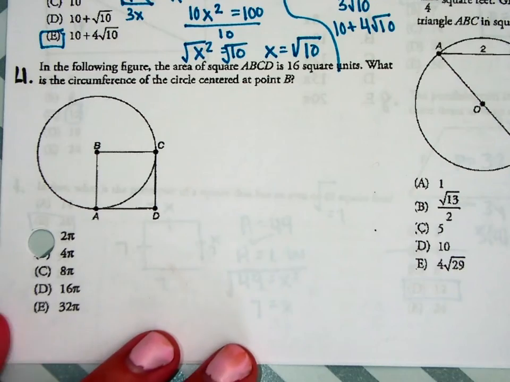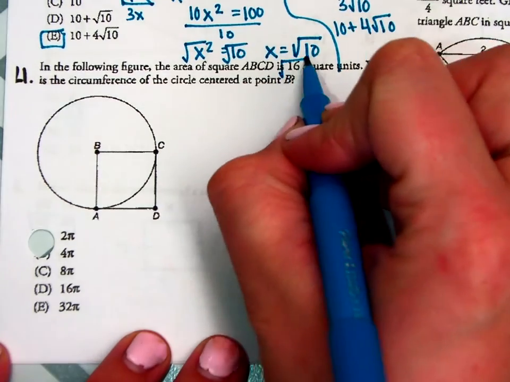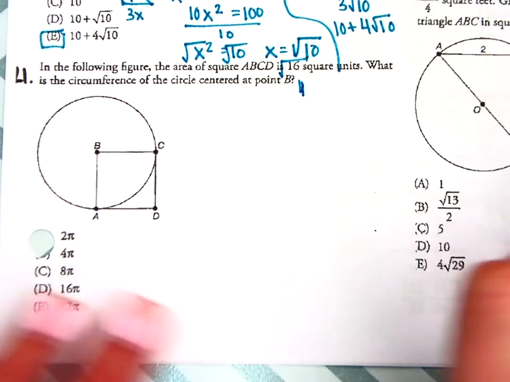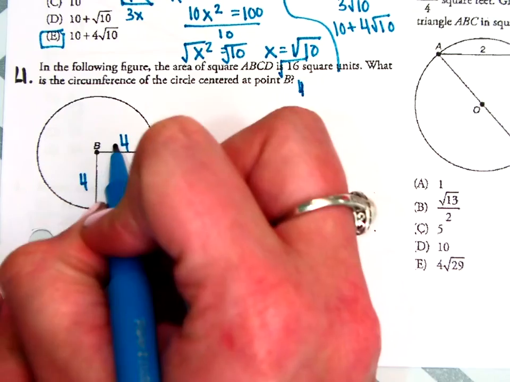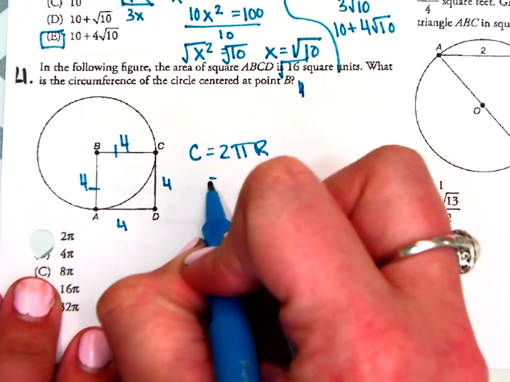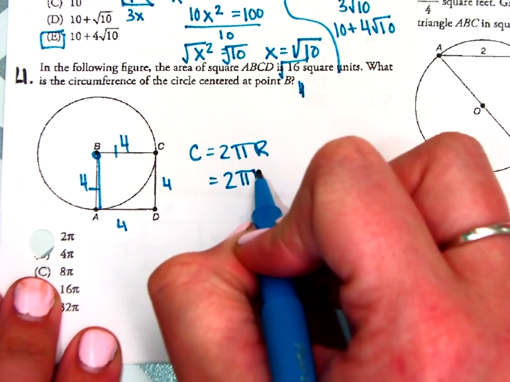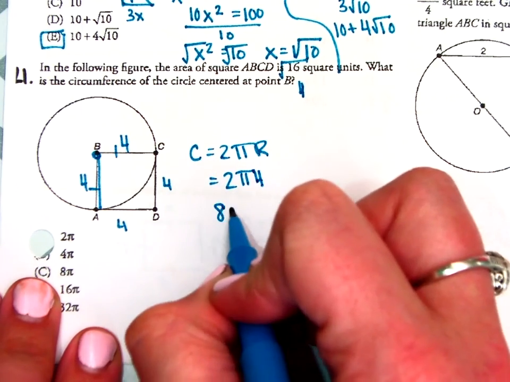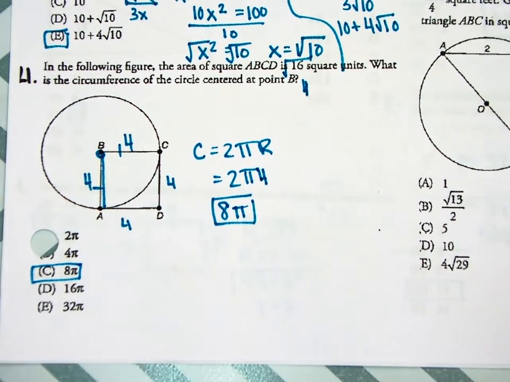In the following figure, the area of the square is 16. What is the circumference? Well, the square root of the area, 16, is 4. So that's what lets me know that all of these measurements are 4. If I want the circumference, it is 2 pi radius. My radius measurement is also 4. So 2 times 4 is 8. Pi gets brought down for an answer of C.